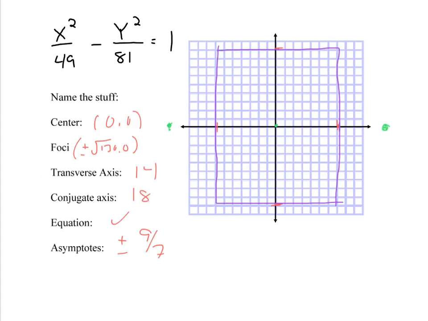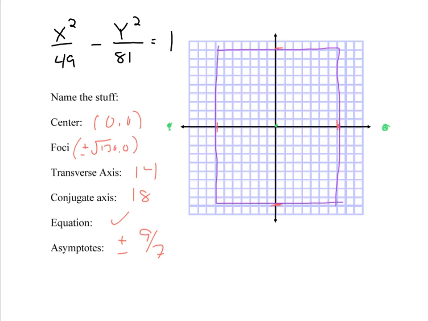Okay, you should have found our center again was at 0, 0. That's this point right here. We should have found that c was root 130 because a squared, which was 49, plus b squared, which was 81, those two numbers add up to 130, so c is the square root of 130. So our foci are at plus or minus root 130 from the origin. And 130 is about 11 and a half, so those are out here somewhere.